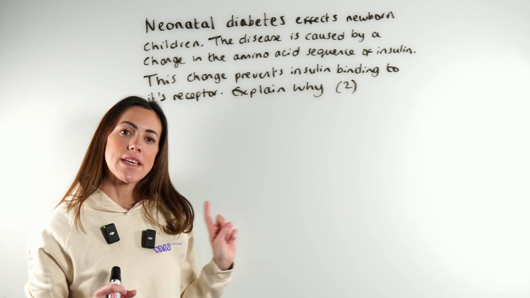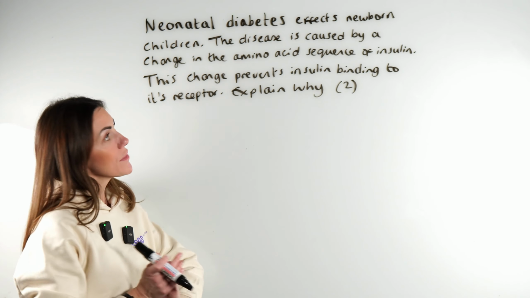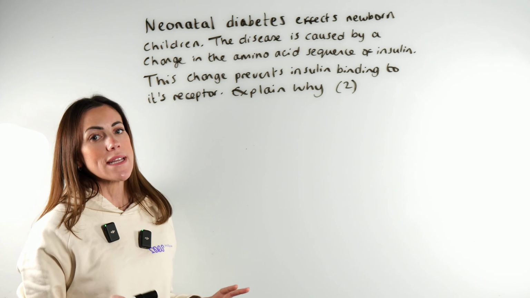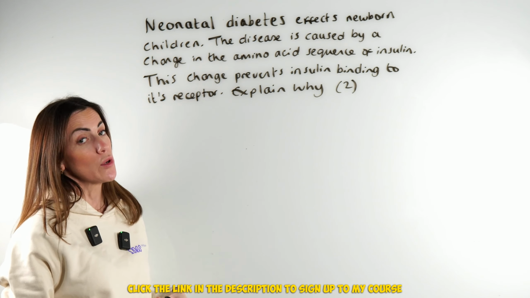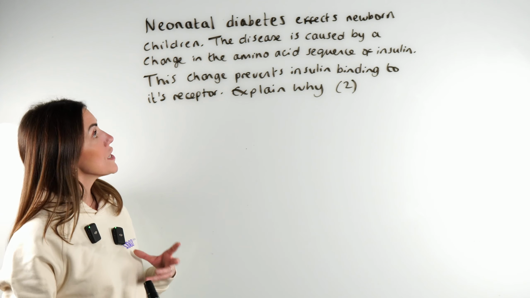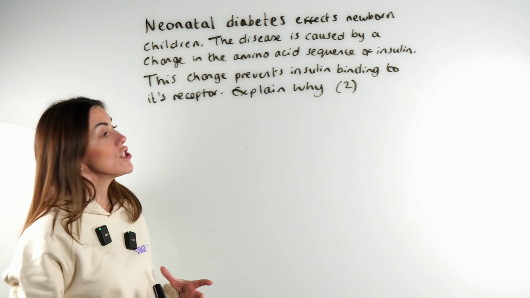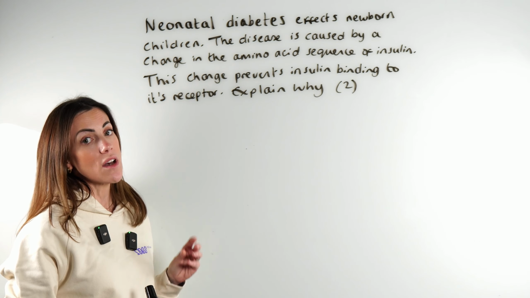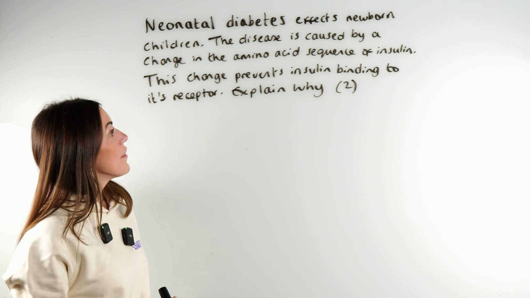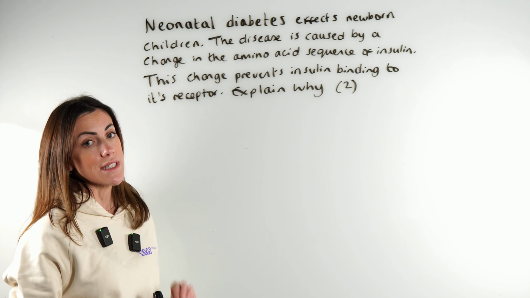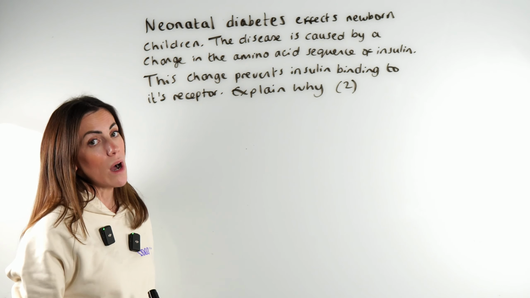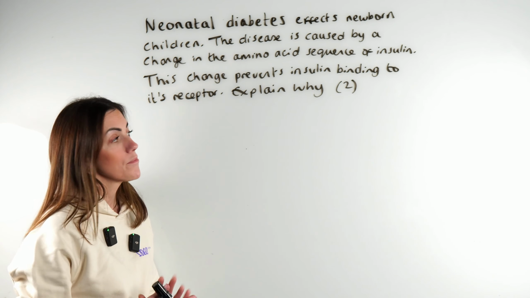Let's have a look at this A-level biology question. So we're being told about neonatal diabetes, which is diabetes that affects newborn children. We're told that it's caused by a change in the amino acid sequence of insulin, and that this change will prevent insulin from binding to its receptors. Explain why for 2 marks.